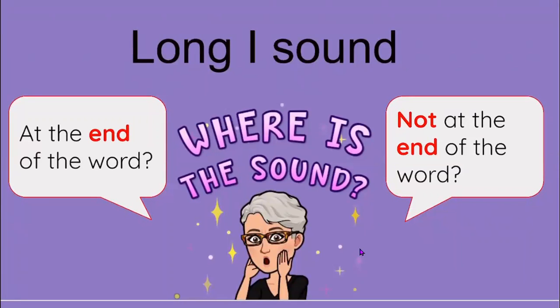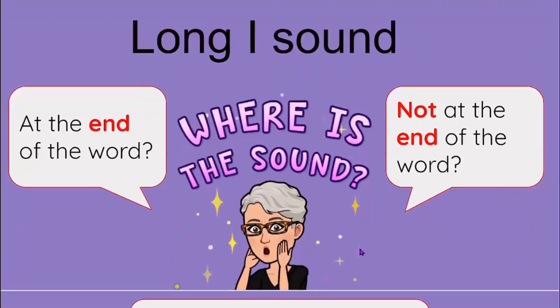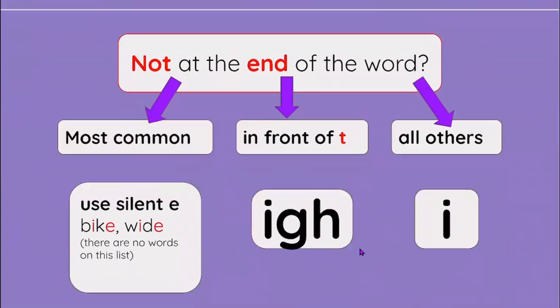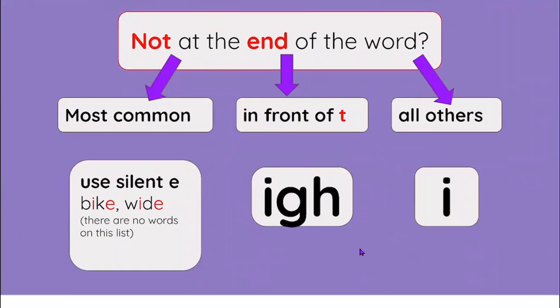And then if it's at the end of the word, we have to ask how many sounds are in the word, 2 sounds or 3 sounds. And then if it's not at the end of the word, like if I had the word bike, do you hear the I sound, but it's not at the end? The most common way to spell the I sound when it's in the middle of a syllable is with a silent E. But guess what? We don't have any words with that on our list this week. So we're going to just cross this one out. And then we have none of the words use the silent E.